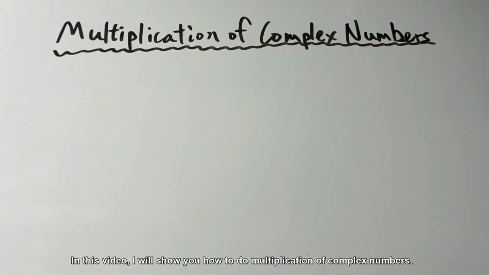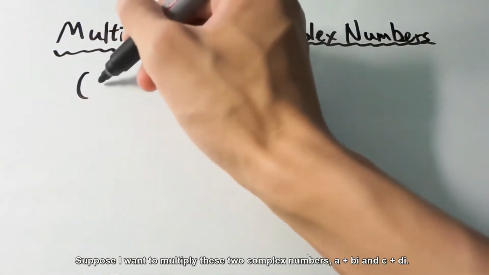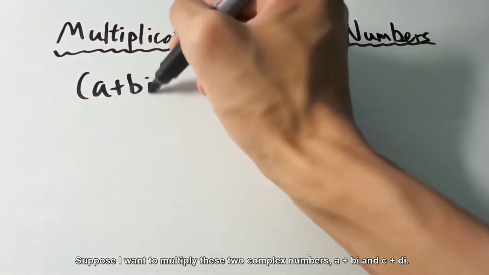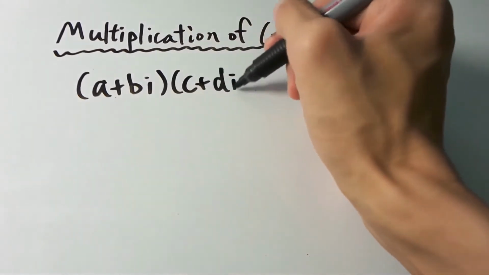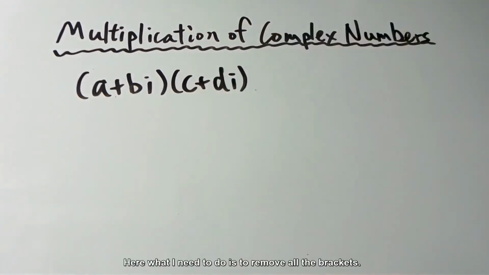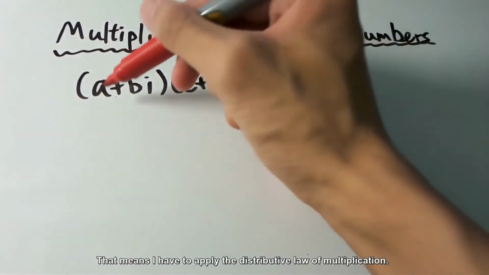In this video, I will show you how to do multiplication of complex numbers. Suppose I want to multiply these two complex numbers, a plus bi and c plus di. Here what I need to do is to remove all the brackets. That means I have to apply the distributive law of multiplication.